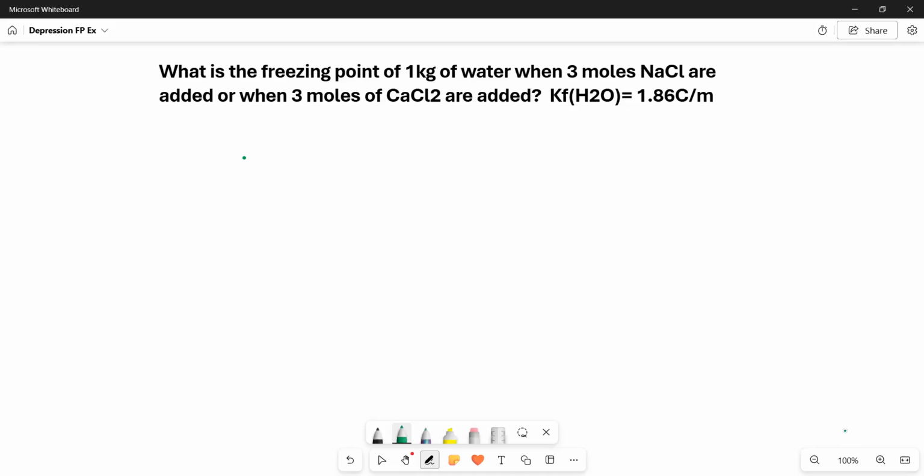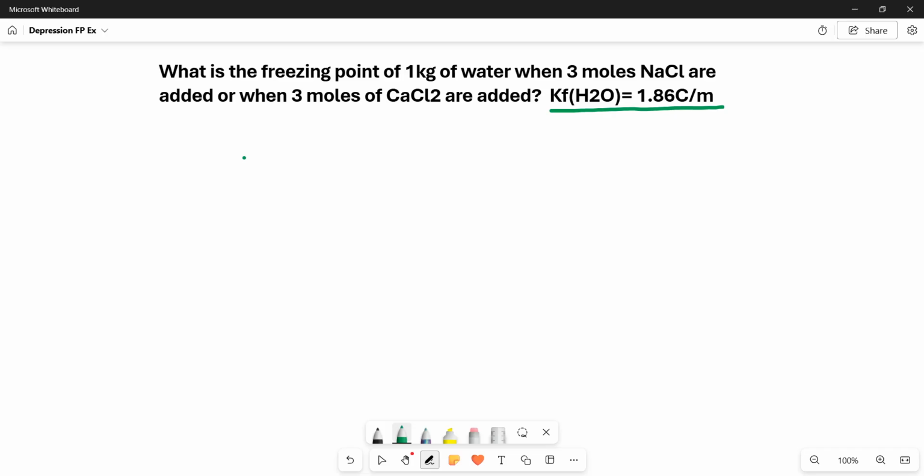Hi Chem Peeps. We just finished a video on colligative properties and now we're going to apply that concept to this problem. In this problem, it is asking us what the freezing point of 1 kilogram of water is when we have 3 moles of sodium chloride added to it, and/or when 3 moles of calcium chloride are added. Notice that they give us a K_f value, and that is a constant that comes from a table.